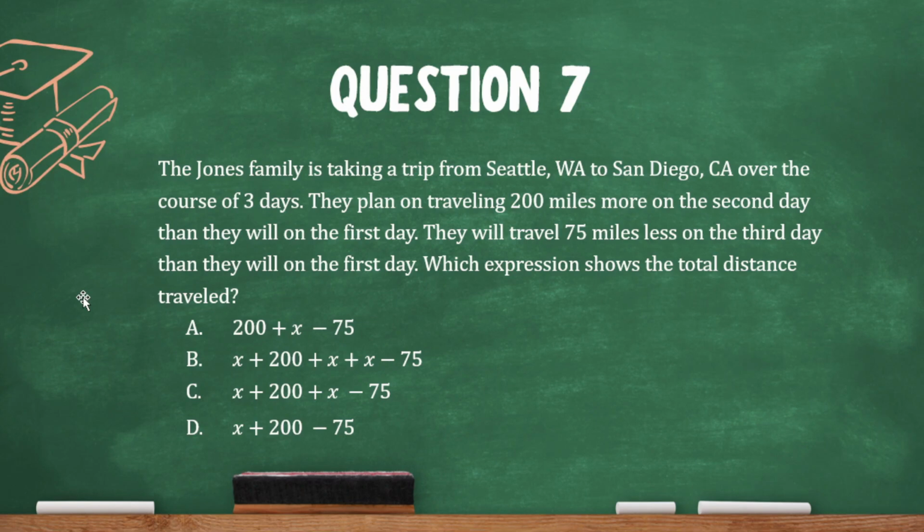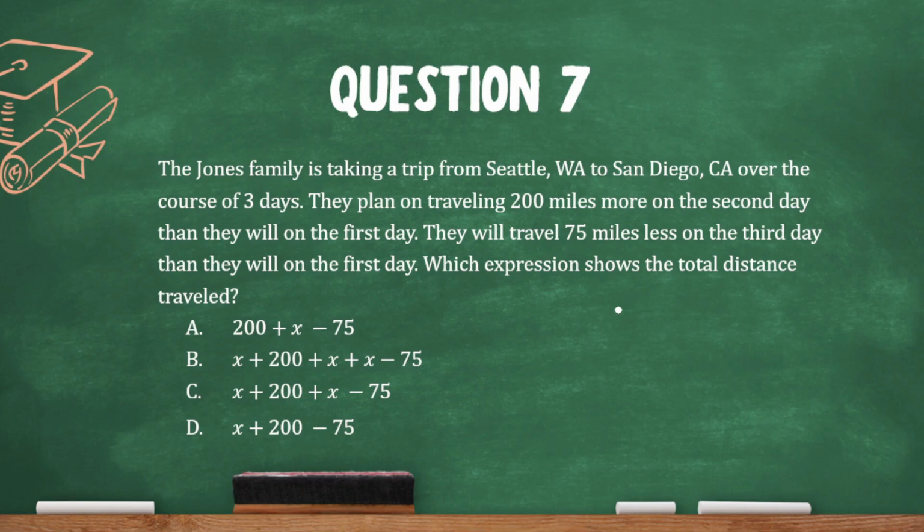Number 7. The Jones family is taking a trip from Seattle, Washington to San Diego, California over the course of 3 days. They plan on traveling 200 miles more on the second day than they will on the first day. They will travel 75 miles less on the third day than they will on the first day. Which expression shows the total distance traveled?